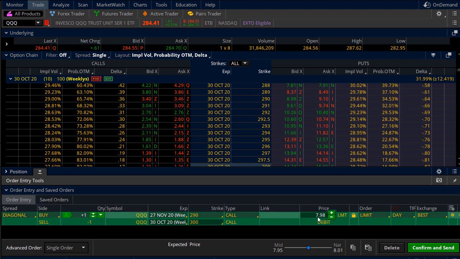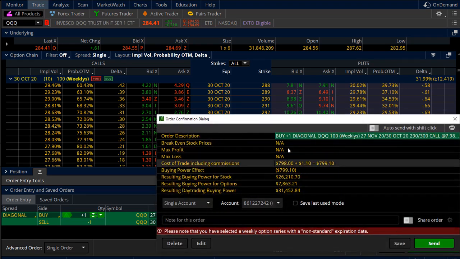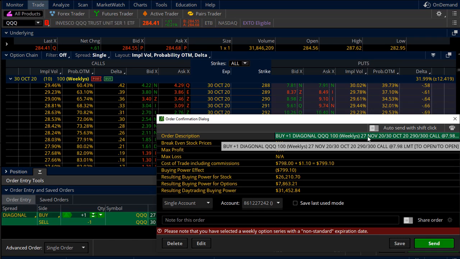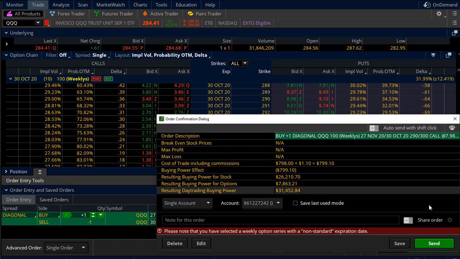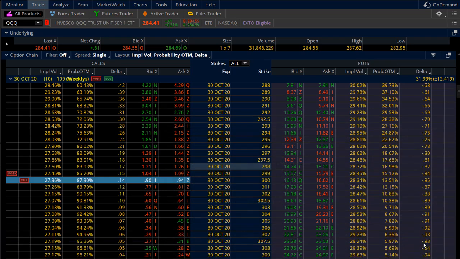Do something where you're pretty sure you're going to get filled without giving away the farm. And if everything looks good, you hit confirm. The most important thing is that you look at this, you read this green bar right here and make sure you're doing exactly what you want to do. And in this case, we are, so we click send. Okay, whew. Got that one in the bag.